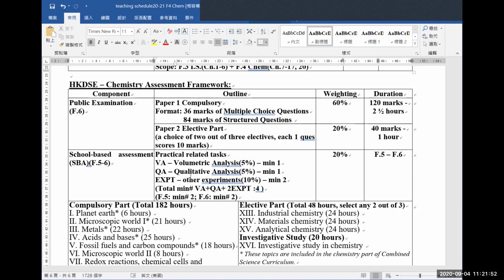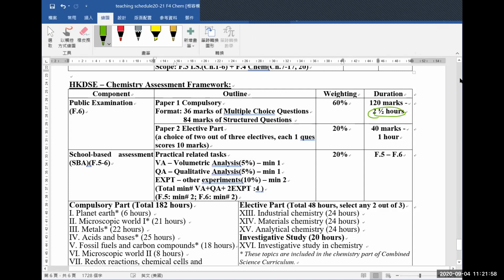So what is meant by paper 1? Paper 1 will be a 2.5 hour exam, with a total of 120 marks. You need to finish 36 MC and about 14 to 15 long questions, altogether equal to 84 marks, and added together with MC, 120.